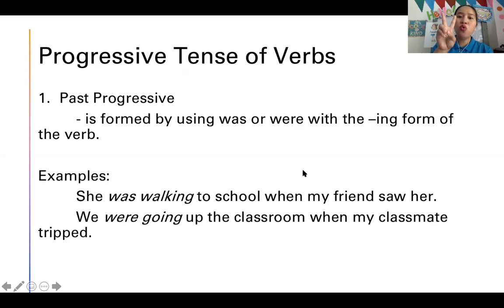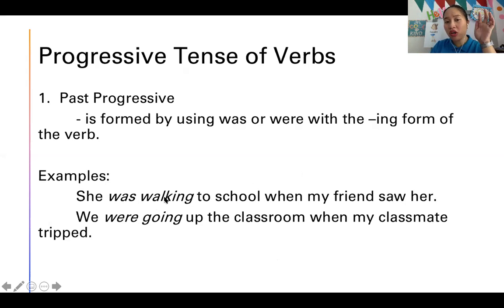So meaning, two situations happened. Two events happened. She was walking to school when my friend saw her. Okay? So there are two. Do you follow? Since it is past progressive, it is past tense, as you can see, saw is past tense, so that one happened already. Let us say I underline it, it becomes a blank.